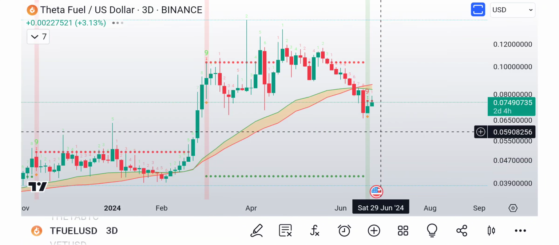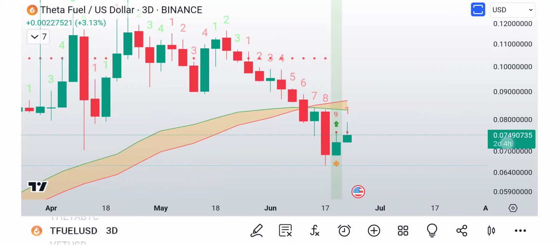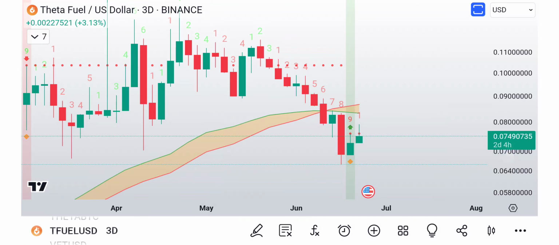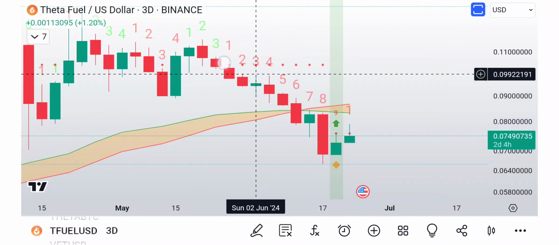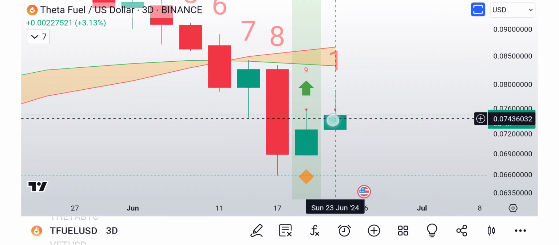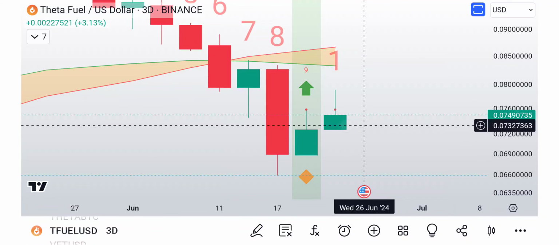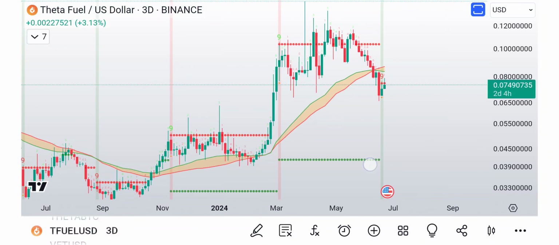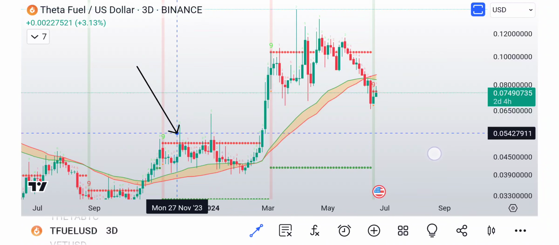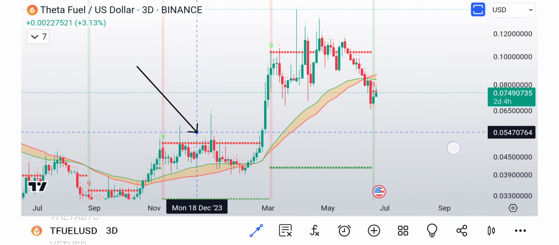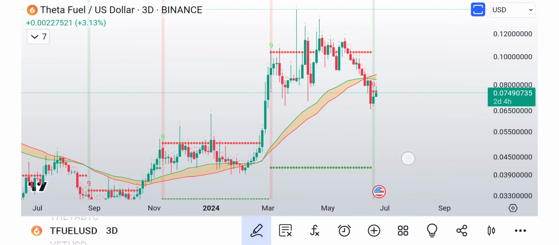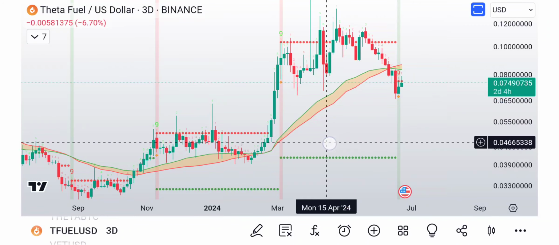Theta Fuel here. We also have a 3-day 9 on Theta Fuel as well, and it's actually a perfected 9. I mean, this is really good here. We have a 3-day chart, a perfected 9, with these red dots here. I did talk a lot about Theta yesterday, explaining this structure, where you have 1, 2, 3 down. Same thing, 1, 2, 3 down. Looks like a nice fractal here.